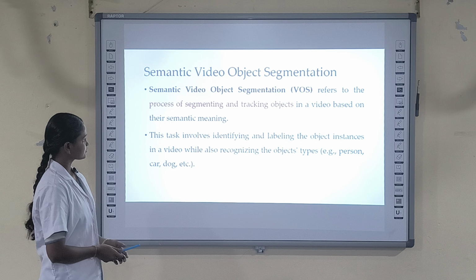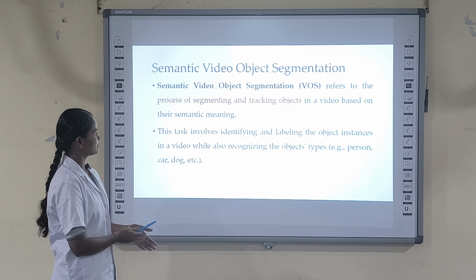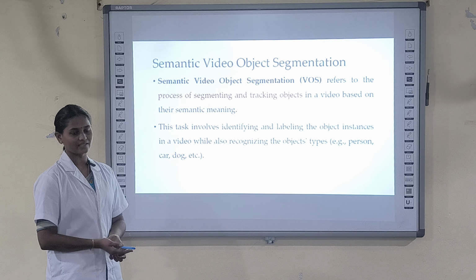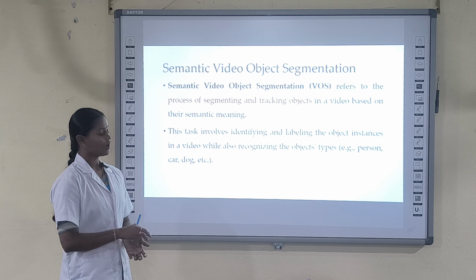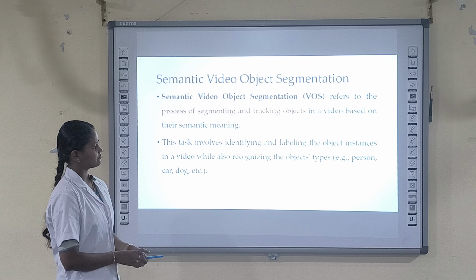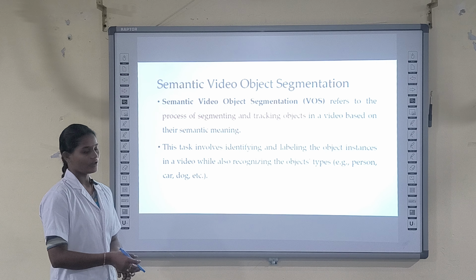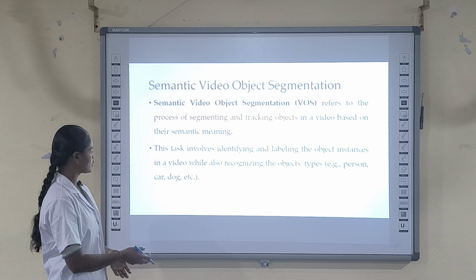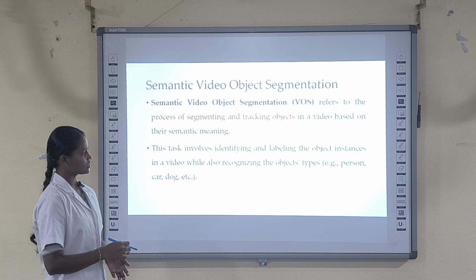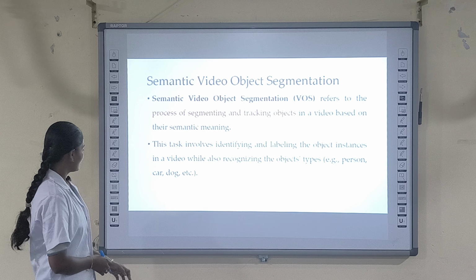That means the first step is segmenting and tracking, and the second one is labeling the objects. That means we have to identify the objects from the videos, and we must label them. If multiple objects are present in the video, for example persons, cars, dogs, trees and houses, we must label the objects. Okay, next one.